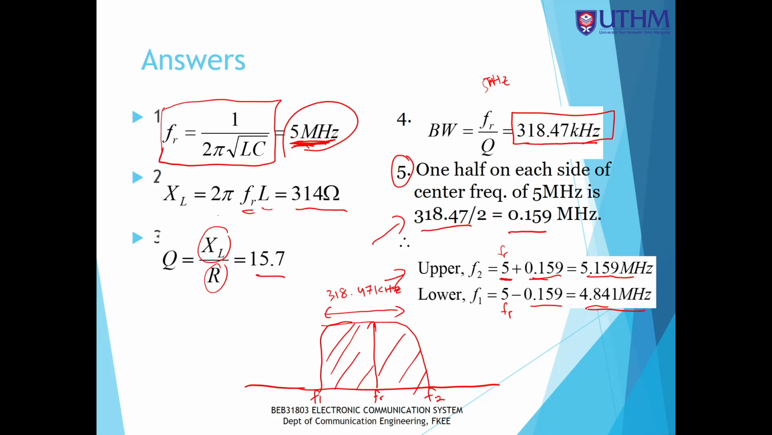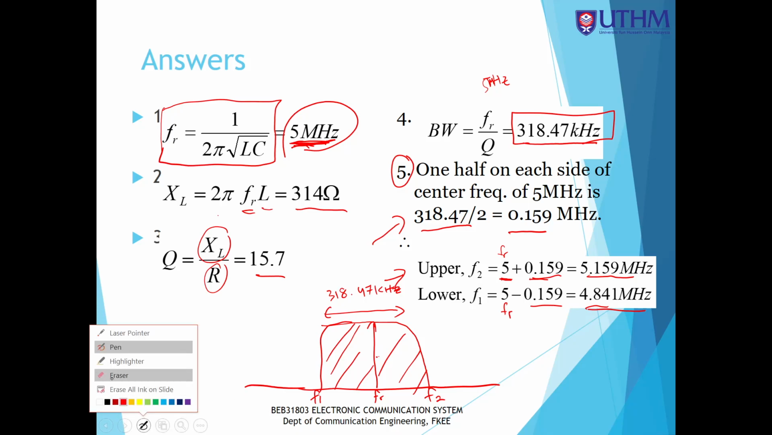So macam mana nak cari nilai F1 dan F2? We already know FR, we already know the bandwidth. We want to know the upper and lower boundary. So that's why in this example, first we want to find a half of it.